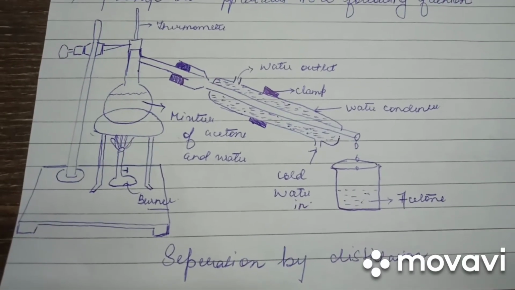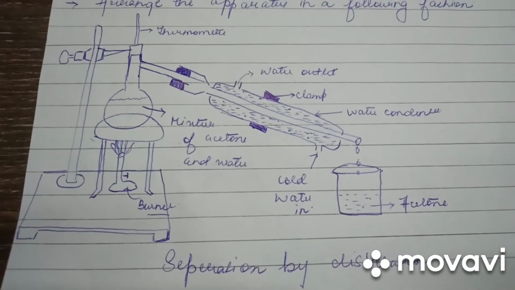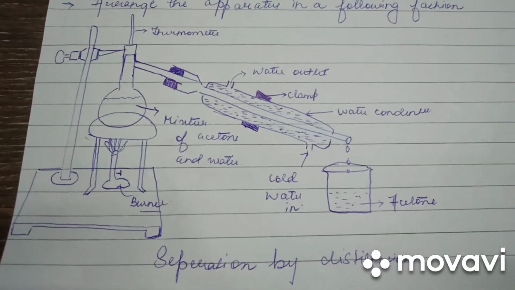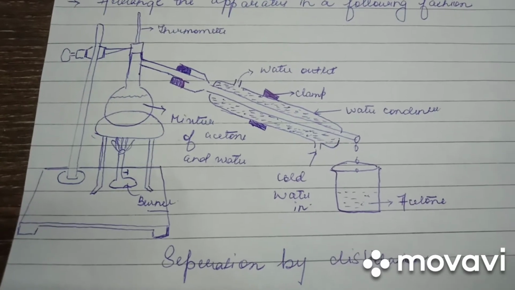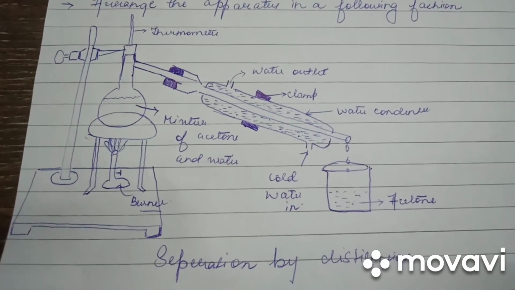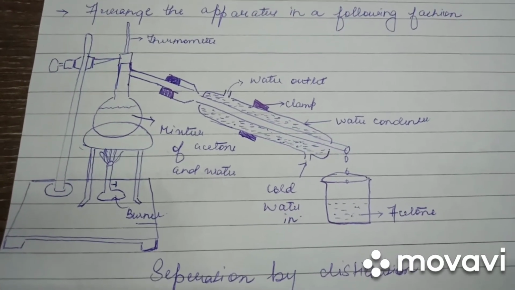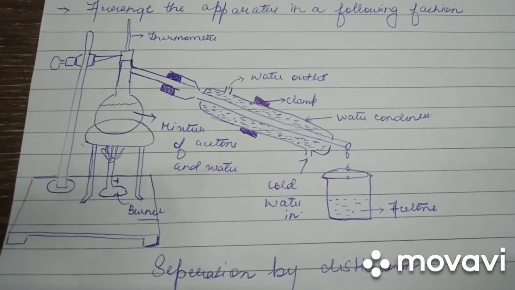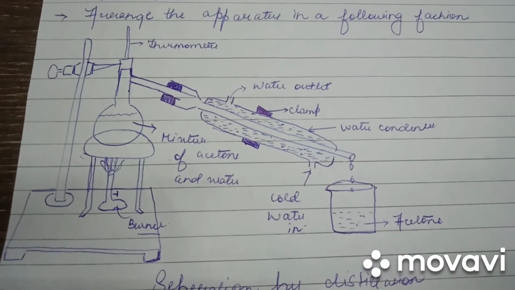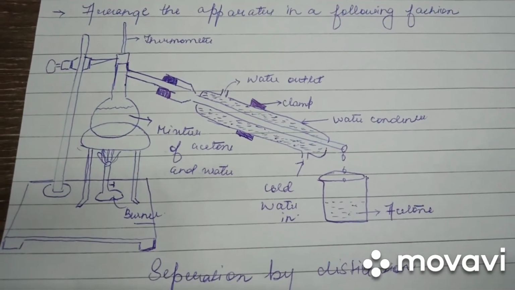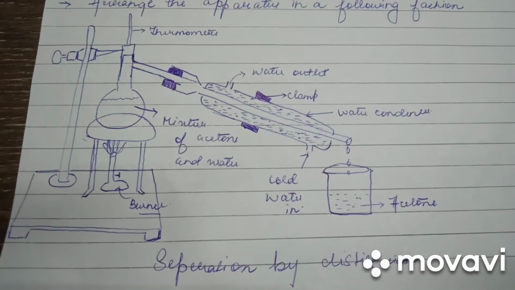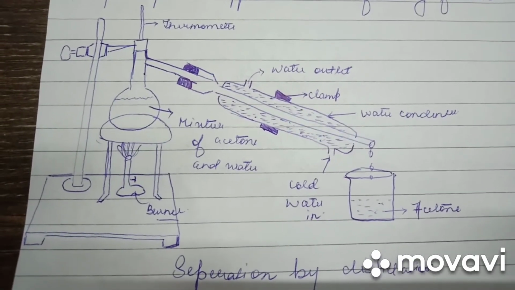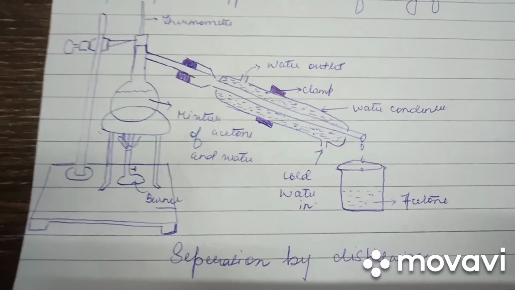Let us now discuss the apparatus associated with the ongoing activity. We have a round bottom flask kept on top of a stand beneath which there is a burner. The round bottom flask consists of a mixture of acetone and water. We also have a condenser connected to the round bottom flask and a beaker at the end of the water condenser in which we will separate the acetone. Also, there is a thermometer attached on top of the round bottom flask.